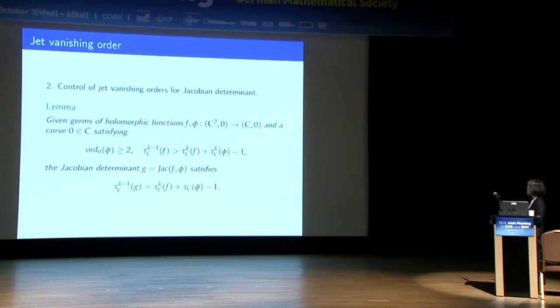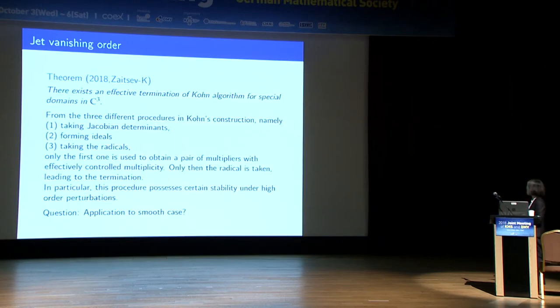So through induction, we can start with some high k, and then through induction from k to k minus 1, we compute the jet order of the Jacobian. And whenever we take the Jacobian, this k decreases. So in C2, and in a special domain in C3, we obtain effective termination.